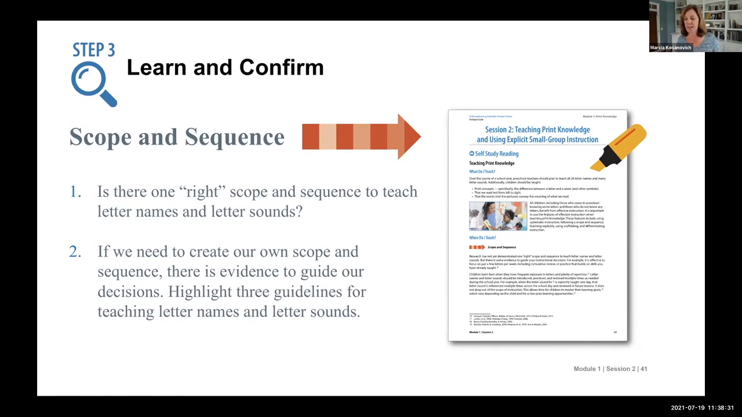So let's look at pages 15 and 16 in your participant guide. Locate and highlight or underline 3 things we know from evidence that can help guide our decisions when we need to create our own scope and sequence to teach letter names and letter sounds. So I'm going to give you a minute to look at page 15 and 16 and just drop in the chat anything that you see that would help guide our decisions if we're creating our own scope and sequence.